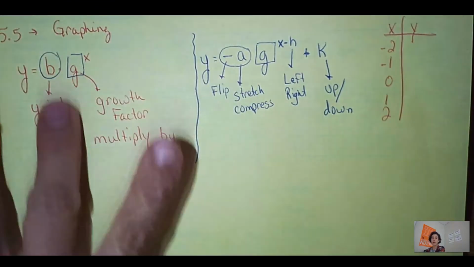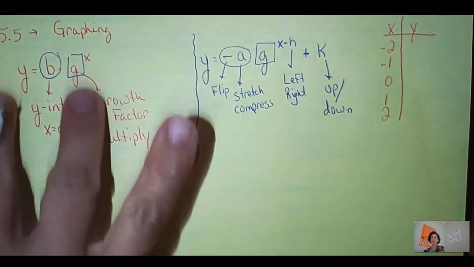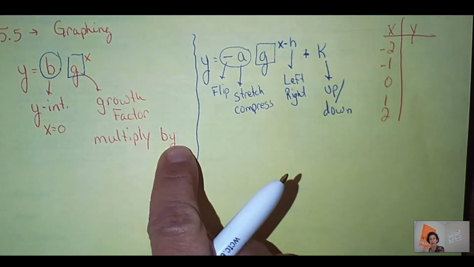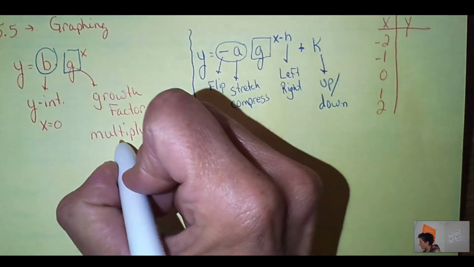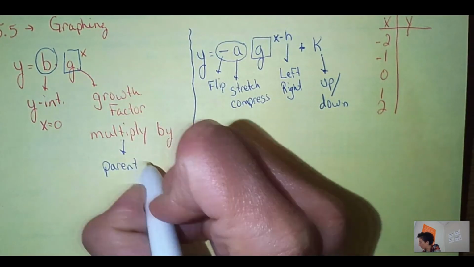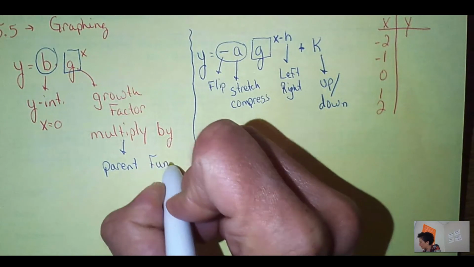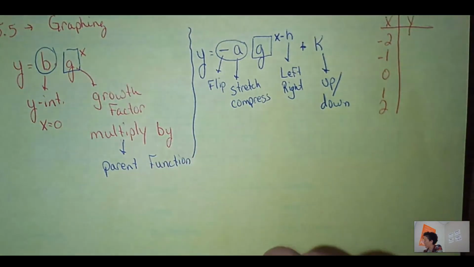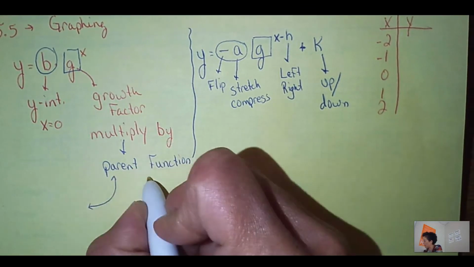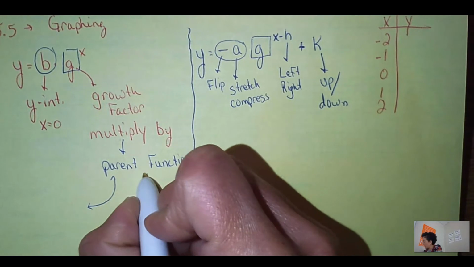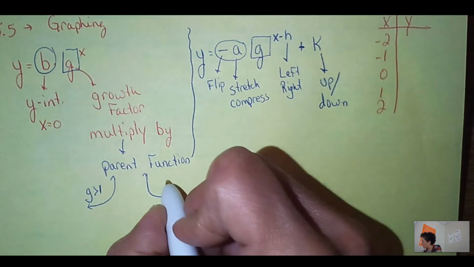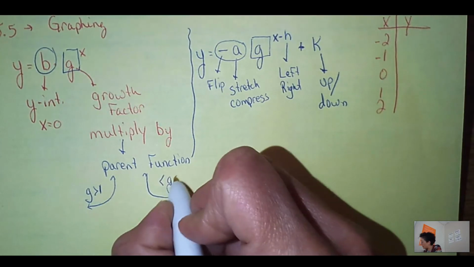And so now what we're going to do is we are going to add to this. So G is called the growth factor. It's what you multiply by, right? It's also just called the parent function, for lack of better words. And this is where you're going to be able to tell the shape, if it's growth or if it's decay. And you're going to know, because if G is bigger than 1, you're growing. And if it's in between 0 and 1, you are decaying.